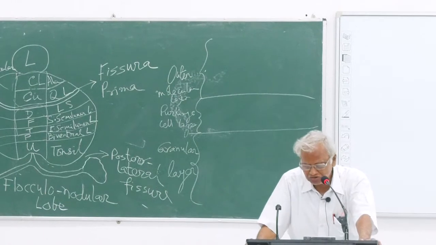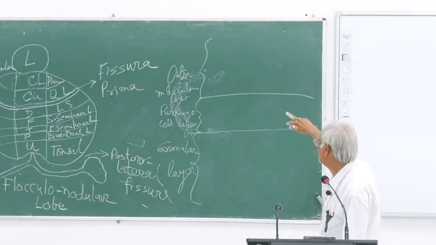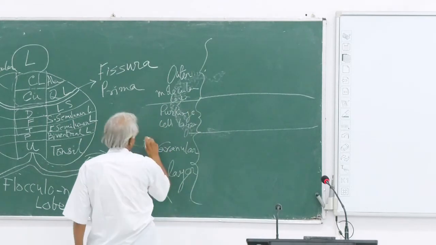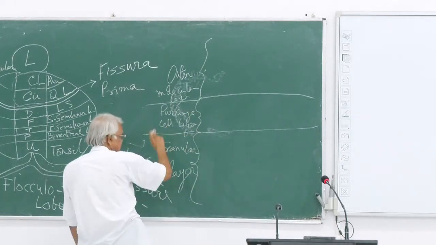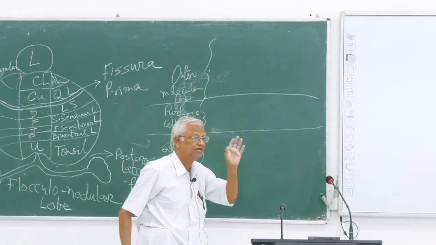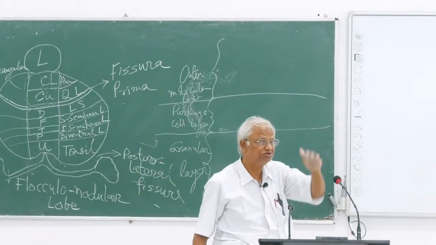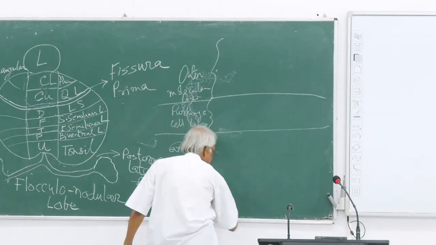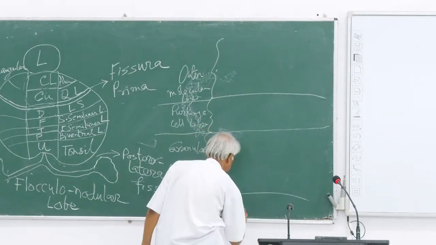And granular. The outer molecular layer, Purkinje cell layer, and granular layer. Three layers from outside to inward. And then comes the deep segment, below that.